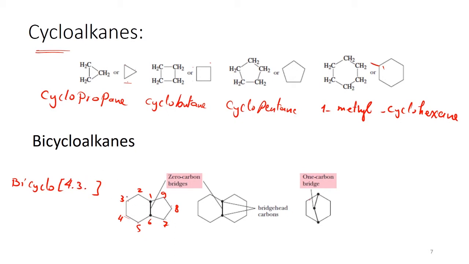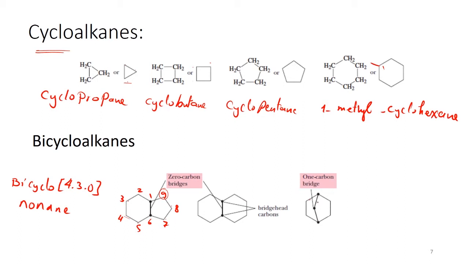Then the fused position, I have 0 sharing of these carbons. So here I would consider it to be 0. In that case, I would name my structure bicyclo 430, and the longest chain means nonane. So I have here 9 carbon atoms.